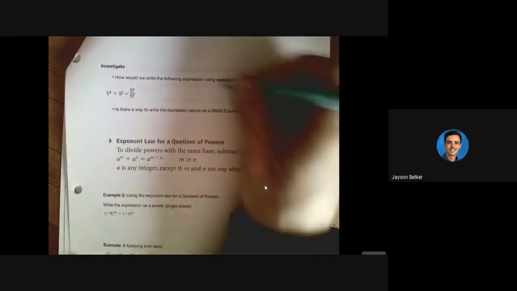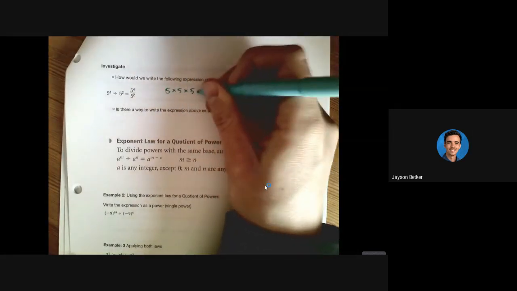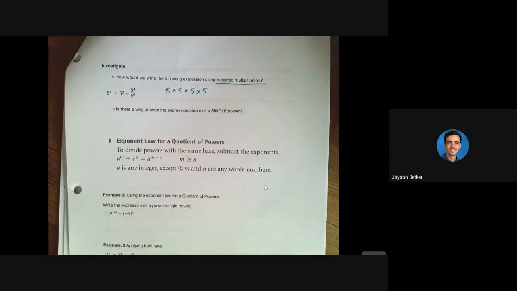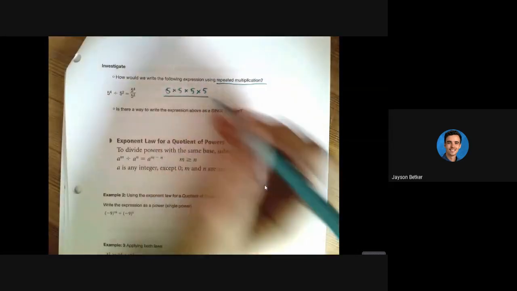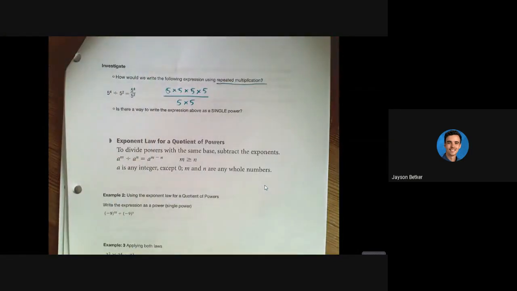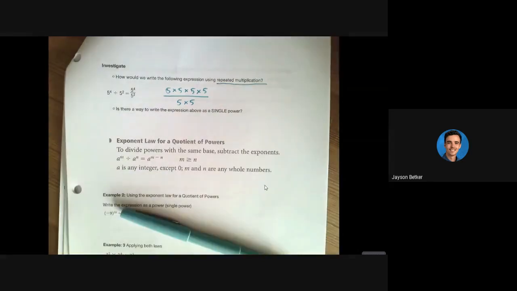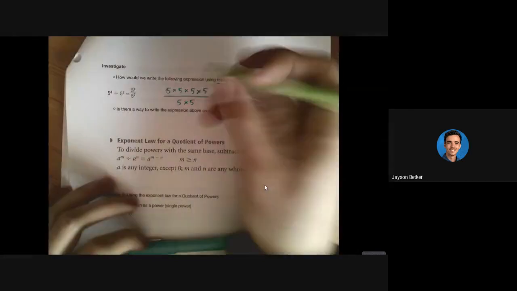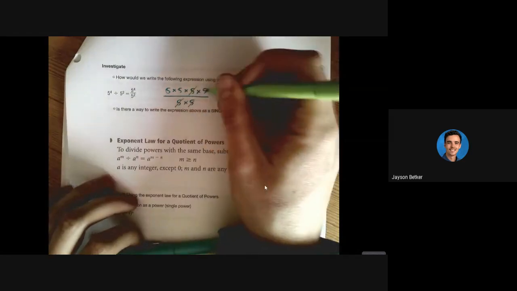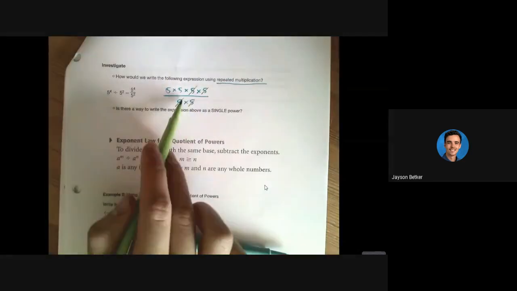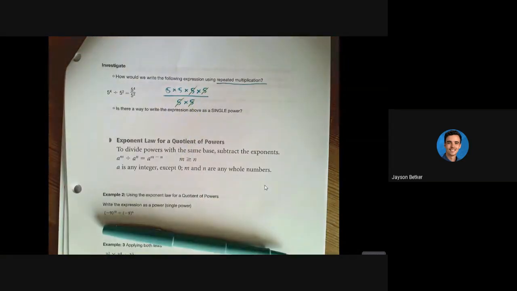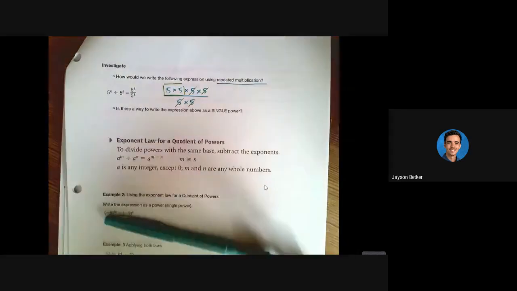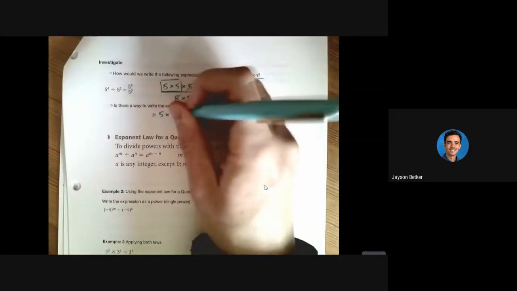So let's write it out as a repeated multiple. We've got 5 times 5 times 5 times 5 on the top, and then we divide by 5 times 5. Now, what that ends up giving us, if we use what we know about how to divide things, is that some of these 5s are going to end up canceling with each other. Because 5 divided by 5 is just 1. And look, now all of a sudden I've gotten rid of everything but just 2 of these. So what I end up with here is 5 times 5.